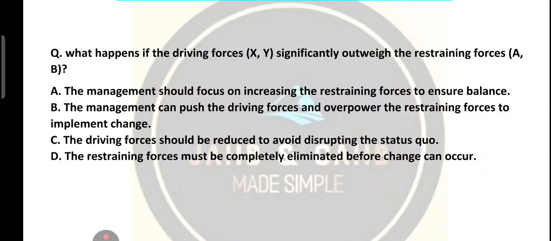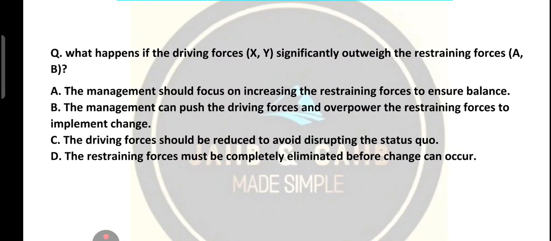What will happen if driving force XY significantly outweighs the restraining force AB? This is called Lewin's model. Option A, the management should focus on increasing the restraining force to ensure balance. Option B, the management can push the driving force, overpowering the restraining force to implement change. Option C, the driving force should be reduced to avoid disrupting the status quo. Option D, the restraining force must be completely eliminated before the change can occur.